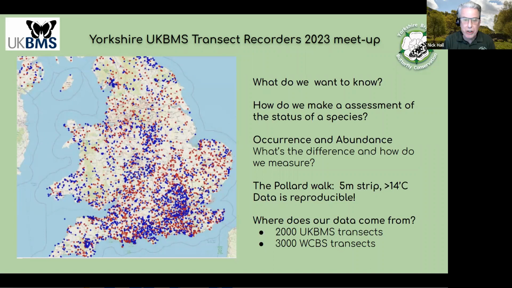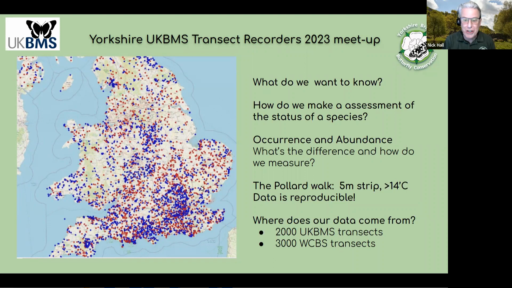And the map shows the locations in the UK of all our transect sites, because that's what we need to measure abundance. We need to do a transect. Now, the reason I'm going back to basics is I know there's quite a few new transect walkers joining us tonight. So I just take it back to basics. Apologize to all you old hands because this is a repeat slide from previous years.